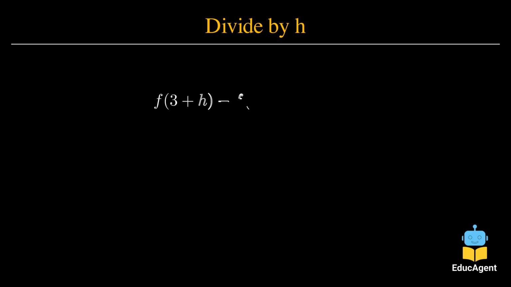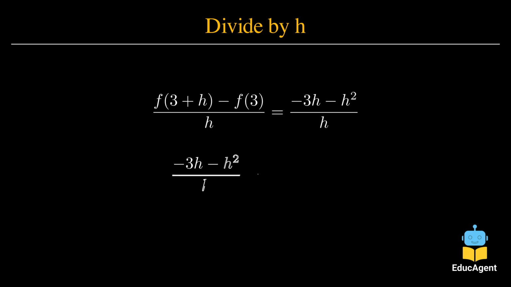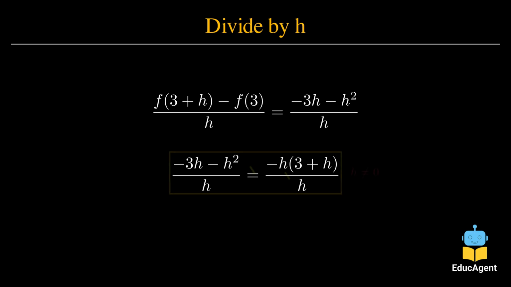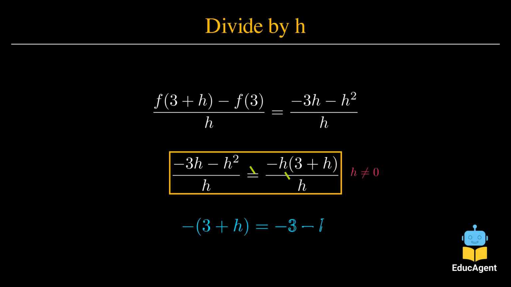Now divide the numerator by h to get the difference quotient. Factor out an h from the numerator so we can simplify. We cancel h as long as h is not equal to 0, which is standard in difference quotients. The simplified result is minus 3 minus h.